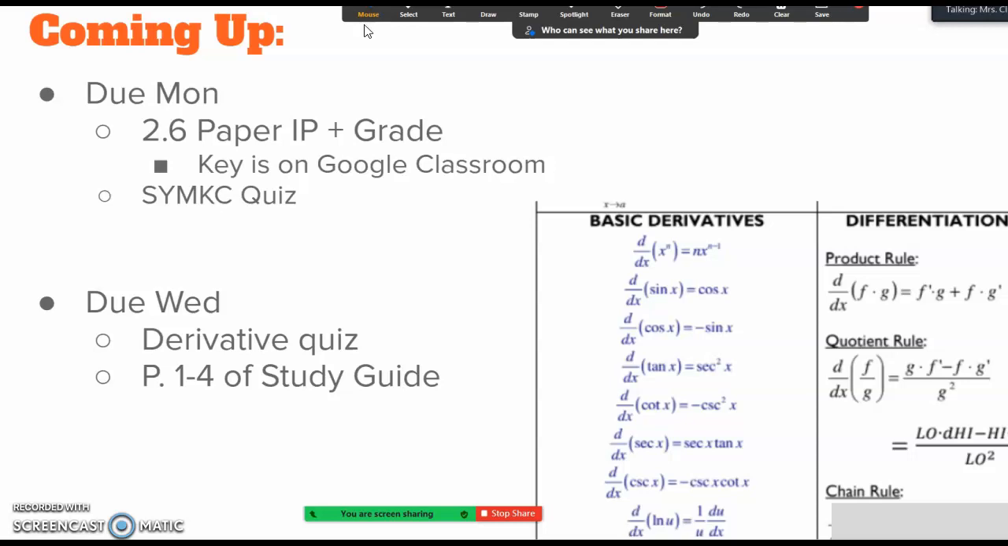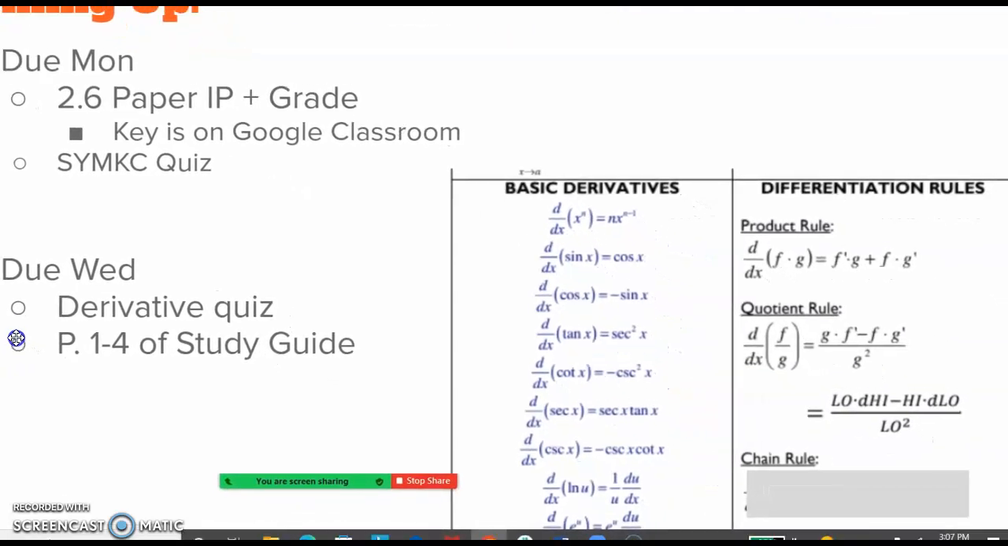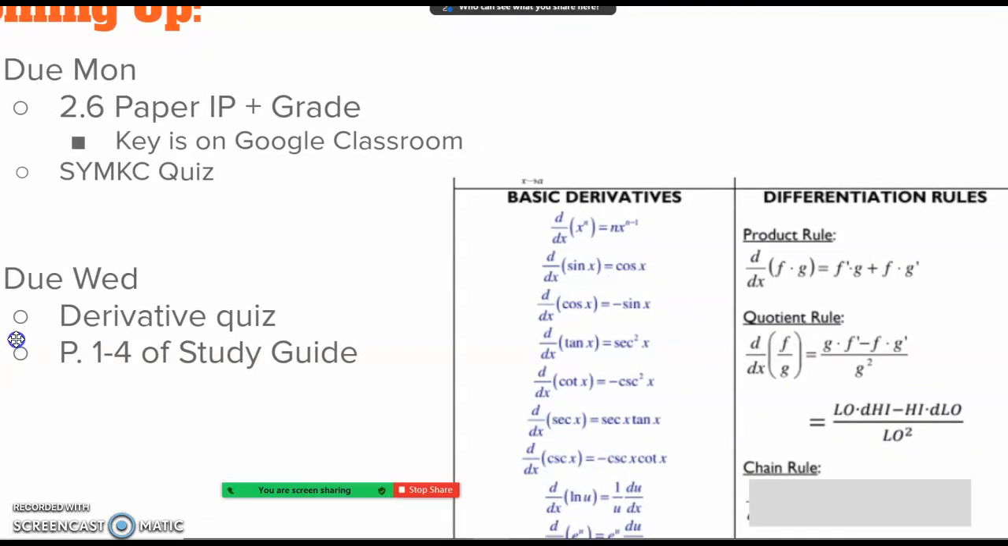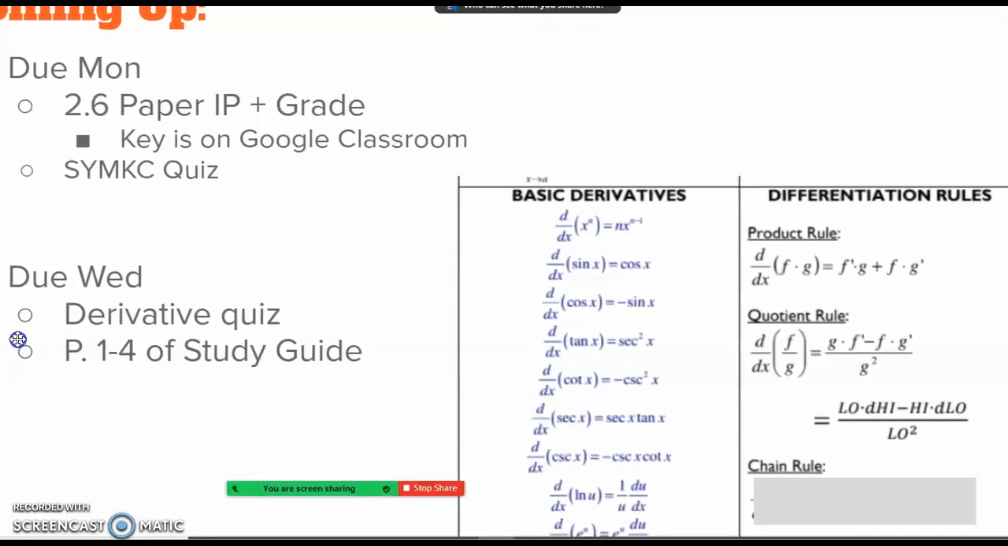So the derivative quiz is going to have just these derivatives that you guys know and our derivative rules so far. One second, let me move my screen a little bit. Yeah, so all our basic derivatives, and then we know all our derivative rules, but the chain rule.